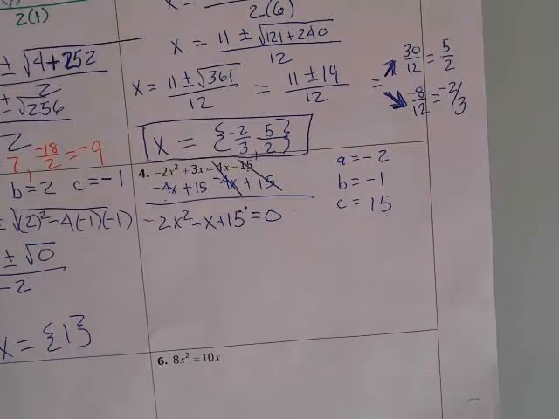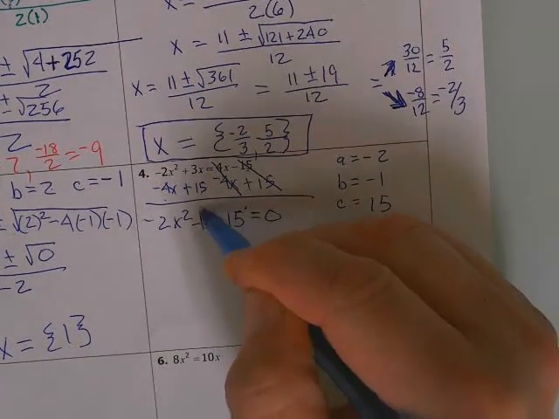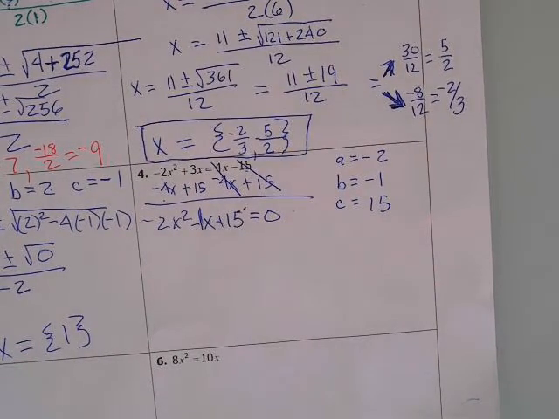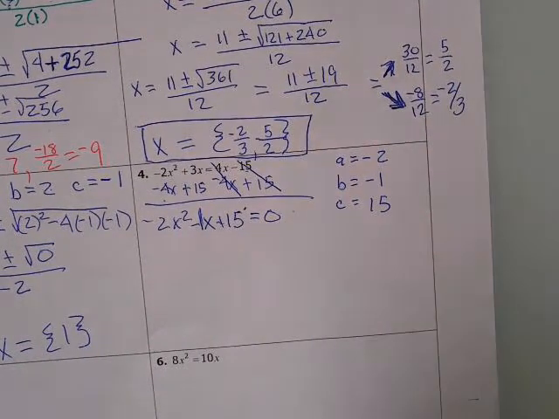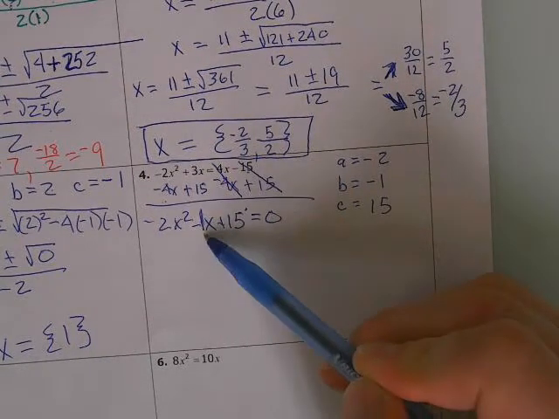Does everybody see why b is negative 1? It's minus x. The 1 is understood to be here, right? And we had 3x minus 4x is negative 1x.